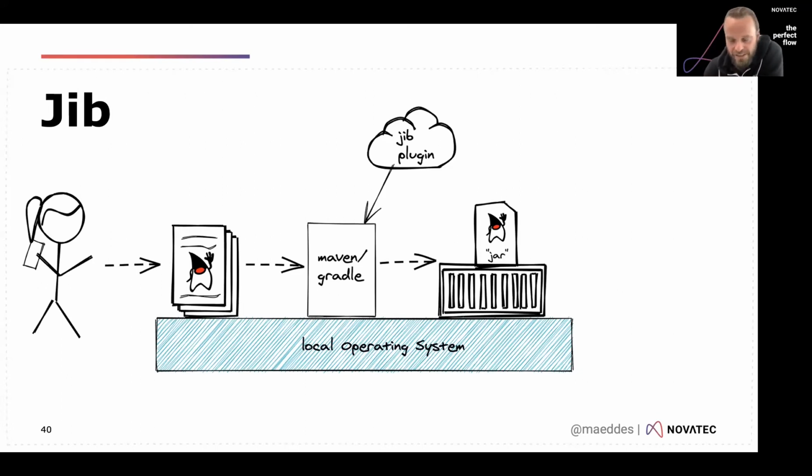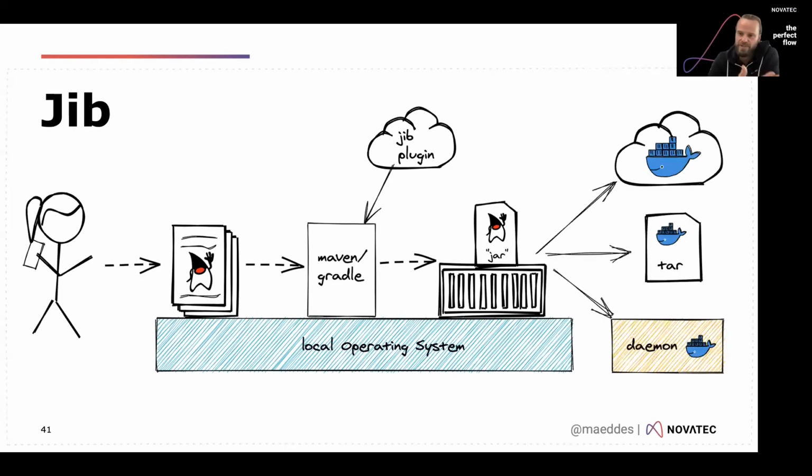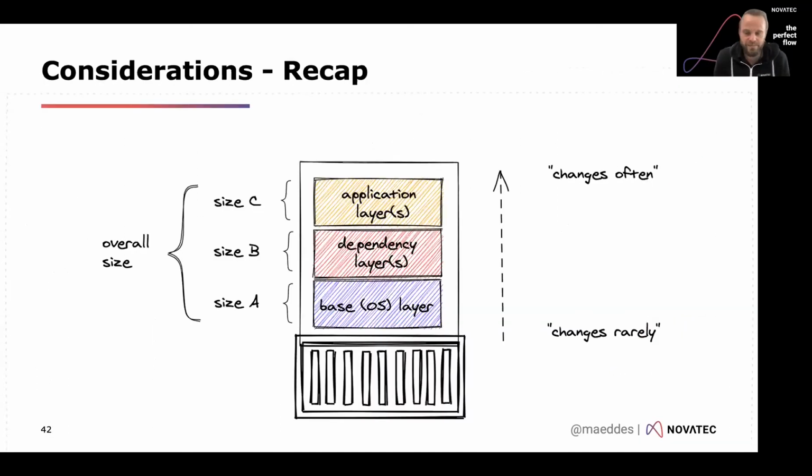As I said, it's not required. Of course, you can build against a Docker daemon and put it in the local registry there, but you don't need to. You can directly upload it to a container registry like the Docker Hub. You can export it as a tar file. So you have options.